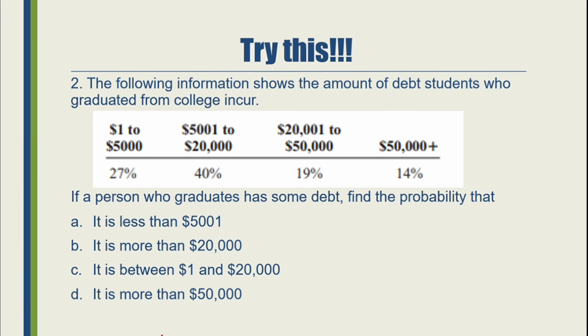The following information shows the amount of debt of people who graduated from college. So we have the person's graduation debt. Find the probability for this problem.